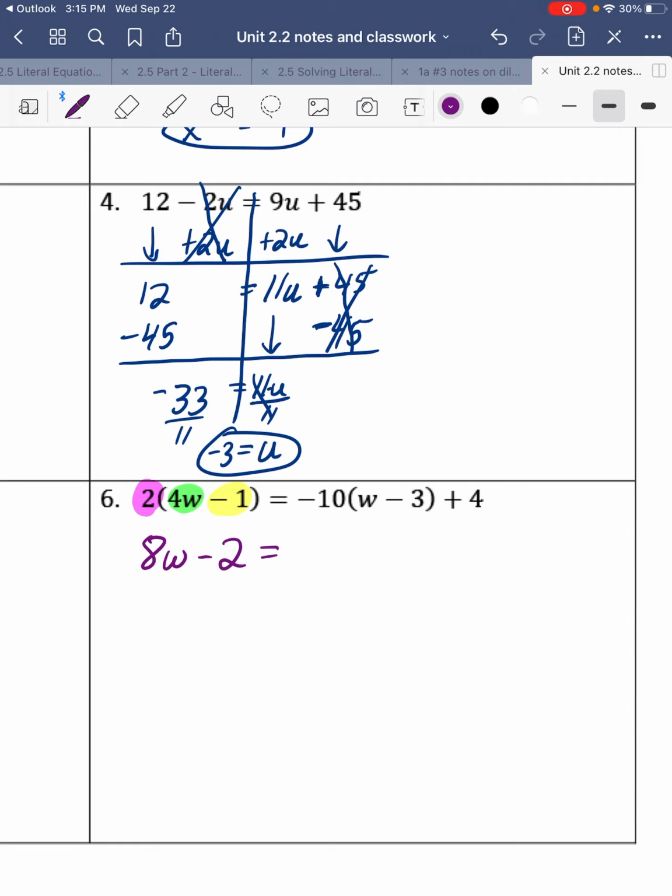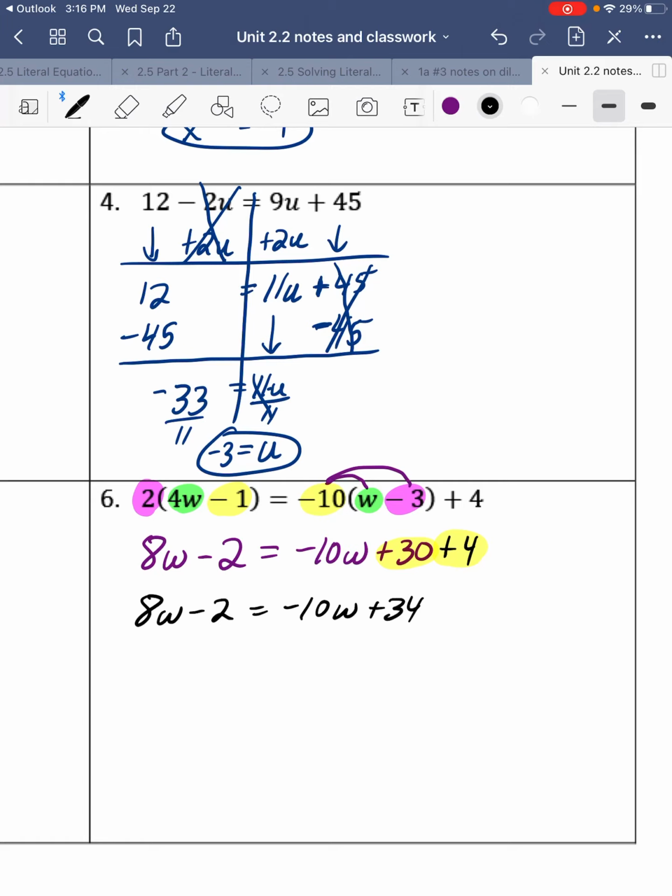Now we're going to distribute -10. -10 times w is -10w. -10 times -3 is +30. And then the +4 comes down. So the +4 is just there. All right, we distributed. Now we're going to look for like terms on the same side. Well, the 30 and 4 is the only thing I can see, so I'm going to copy down 8w minus 2, -10w, 30 plus 4 is 34.